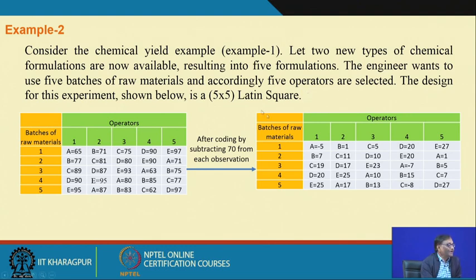So, here he wants to use a Latin square design because of restrictions on the number of experiments to be conducted. As there are 5 chemical formulations, the engineer chose 5 different batches of raw materials and 5 different operators, and the yields obtained with the different formulations are given here.